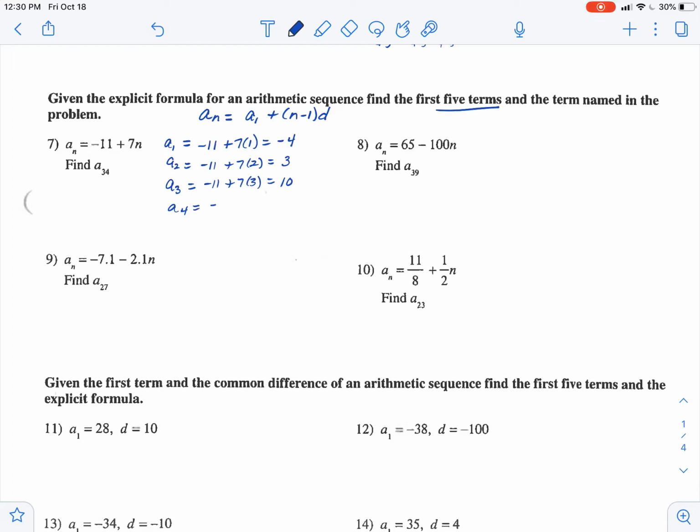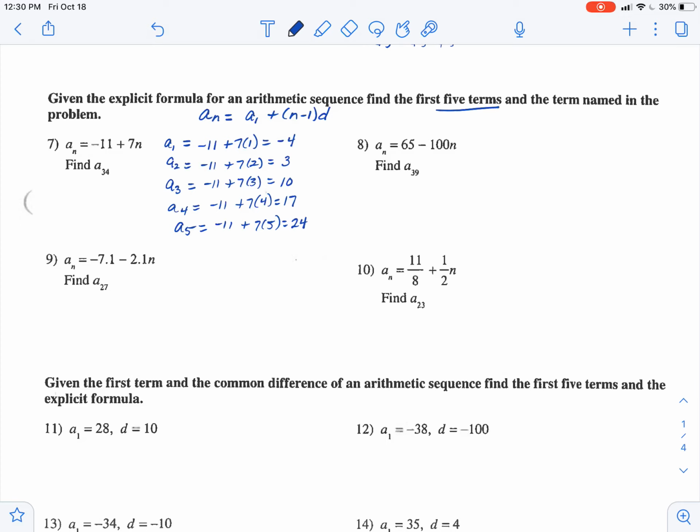a_4 would be 18. Is that 28? Oh, sorry, about 17. How about 17? My bad, can't do math. a_5: 35 minus 11 would be 24. I really can't do math. 24. Okay, and so that would be your 5 terms in the sequence and how you would find those.